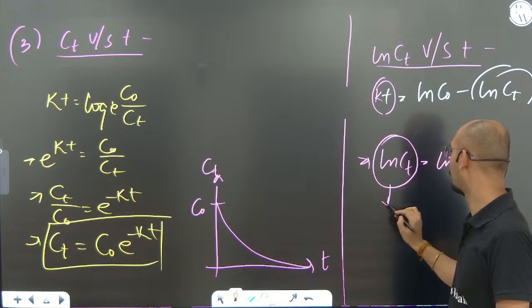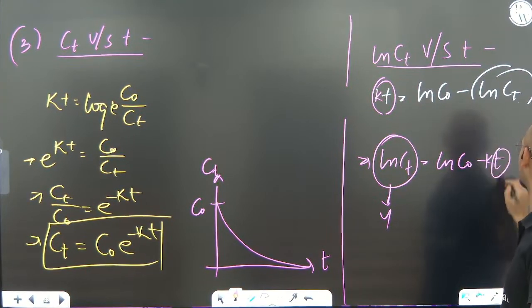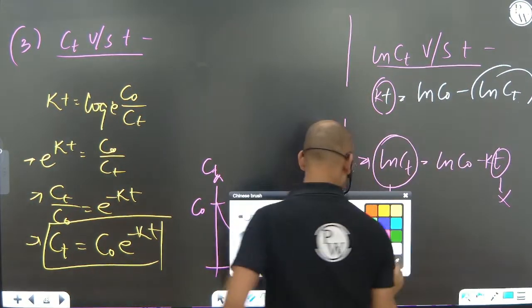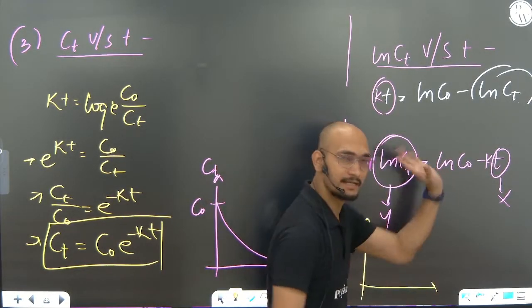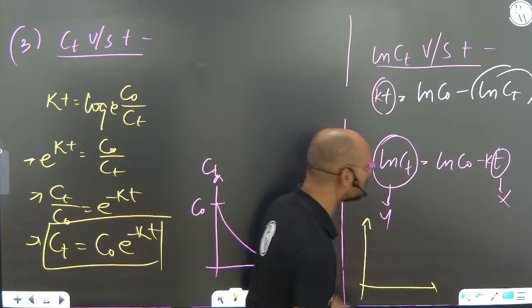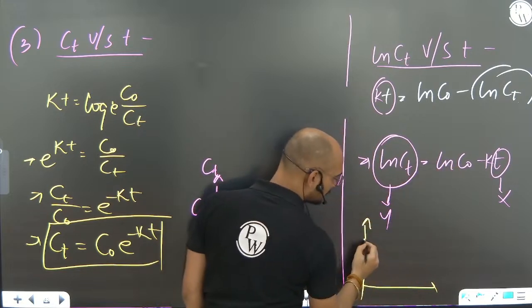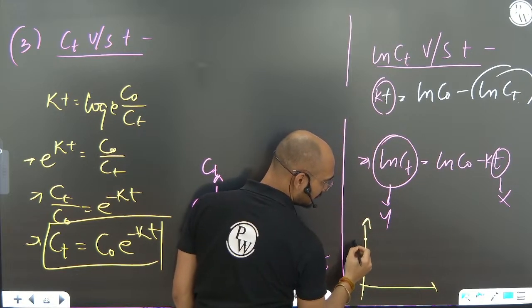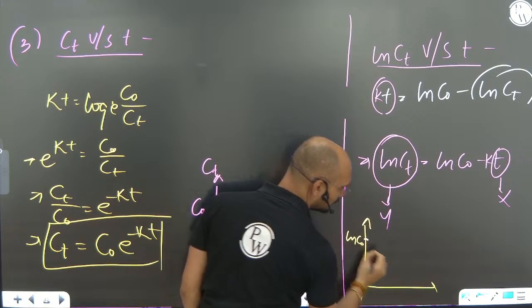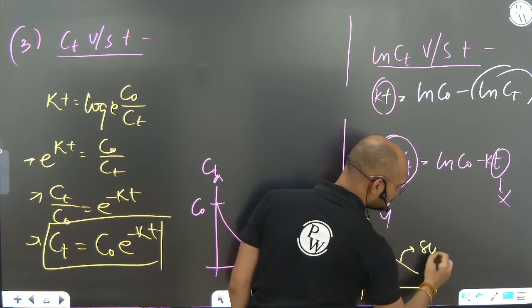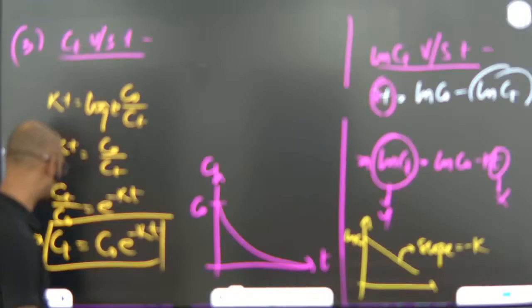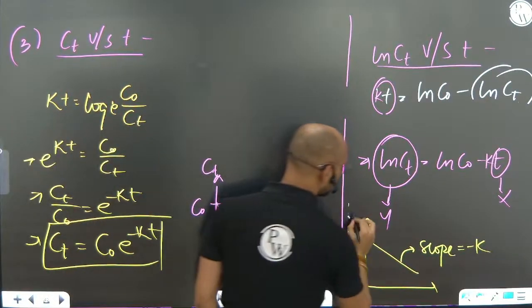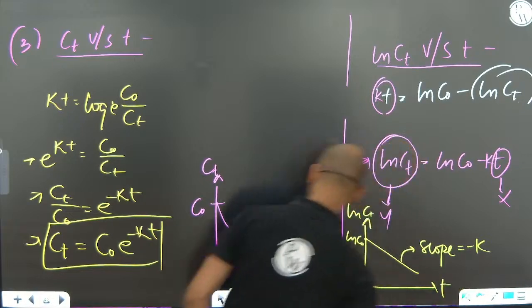So what is this? This is Y. And T is x. Y equals mx plus c. Yes or no? Look carefully. Here m is negative or positive? Negative. Means decreasing or increasing? Decreasing. Now whatever is the intercept, it is ln C naught. Slope comes out to be minus K. Any doubt? No doubt. I hope you can do that very easily. This axis is ln CT and this is time T.